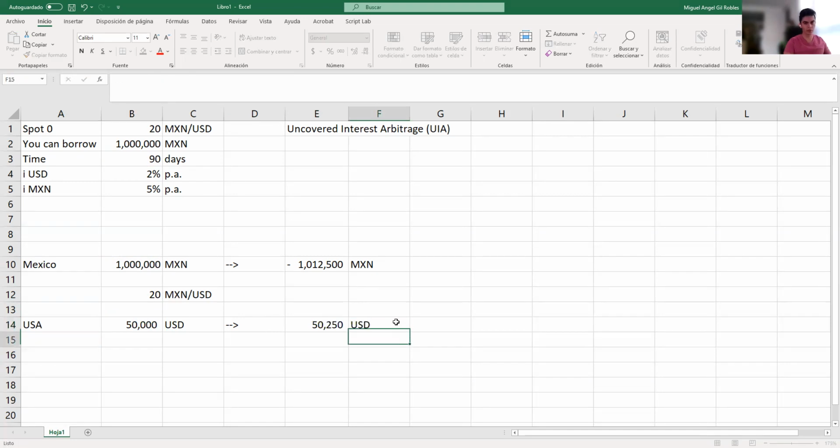And this is the future value in dollars. So remember also, I like this strategy or this methodology because you can keep track of what you're doing. This is the present, this is the future. And finally, this is something very important. We don't have a forward, right? So we can't go back to Mexico because we don't have a forward.